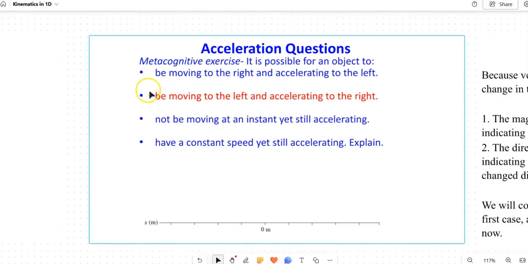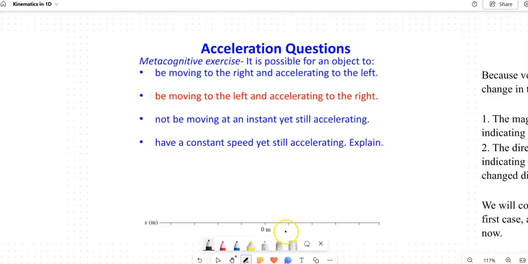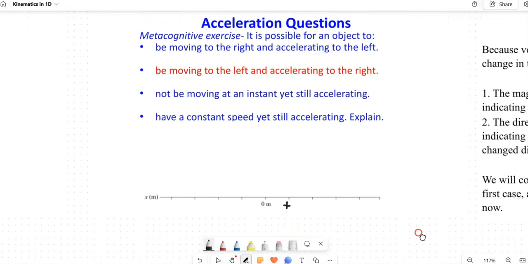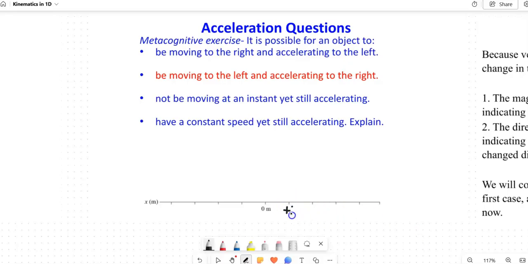Well, let's talk about this. We had learned before that it is possible for an object to have a positive velocity but negative position. So we learned that position and velocity are two different things. Well, similar to that, velocity and acceleration are also two different things. They are related to each other, but they are conceptually different from each other.